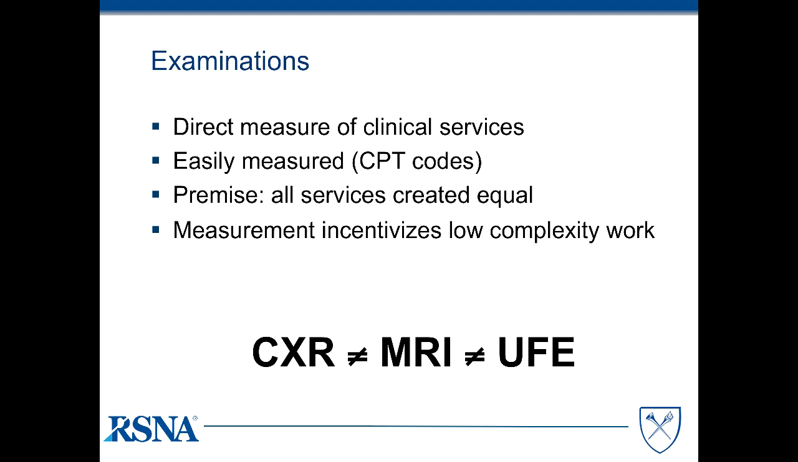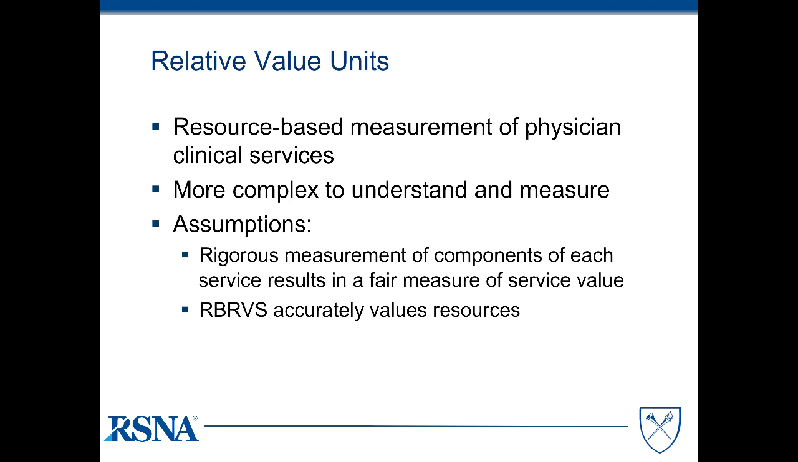But those days are long gone, particularly as groups have gotten much more specialized. A chest x-ray and a brain MRI and an embolization procedure are each coded with a single CPT code. But the work involved is vastly different. And so examination counting alone makes little sense anymore, at least as the only measure of productivity.